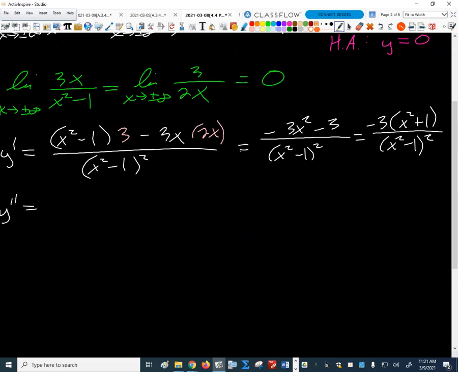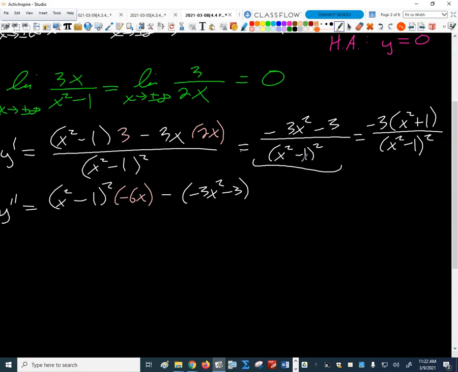So how about if we just go from here? We'll use that version right there. Okay, so if I just differentiate using the quotient rule, I'm going to get (x² − 1)² times the derivative of the top, which is −6x, minus the top times the derivative of the bottom.